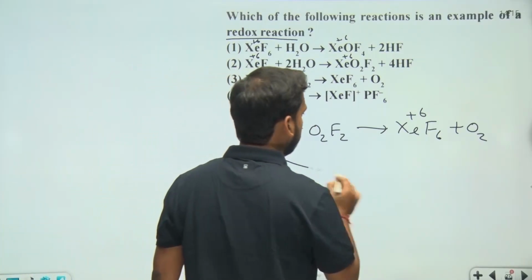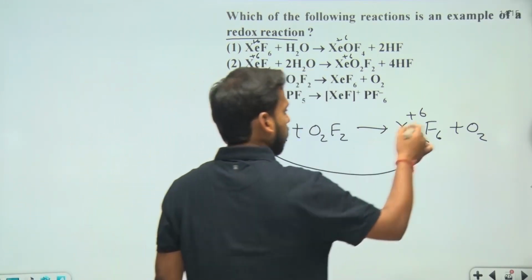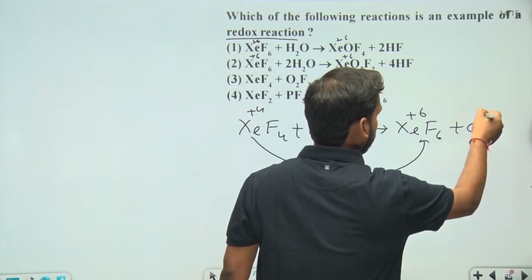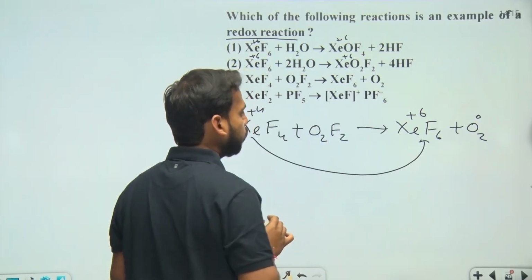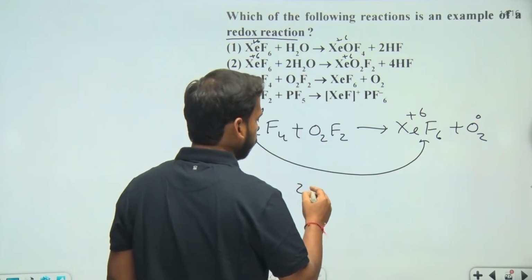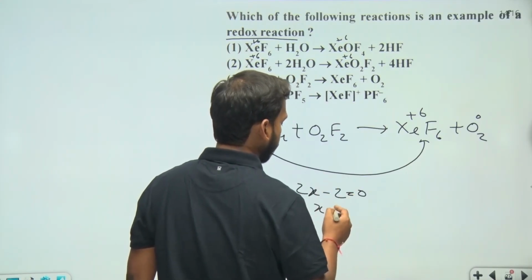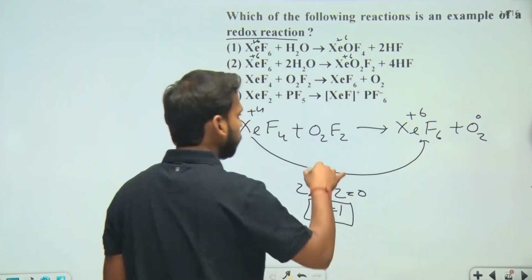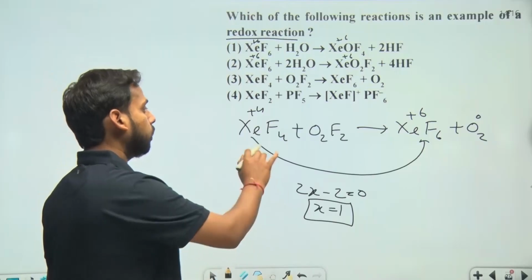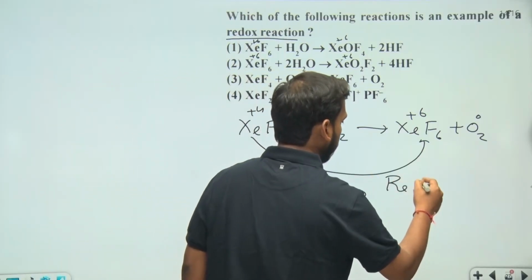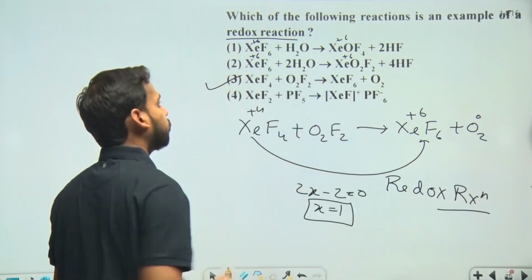So oxidation is taking place here. Similarly, here oxygen is in the 0 oxidation state, and for O2F2, if we calculate 2x minus 2 equals 0, the oxidation state comes out to be +1. So the oxidation state of oxygen is changing from +1 to 0. So this is our redox reaction. So the third option is the correct option.